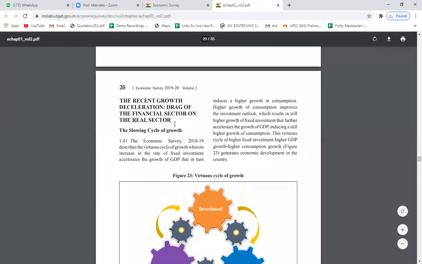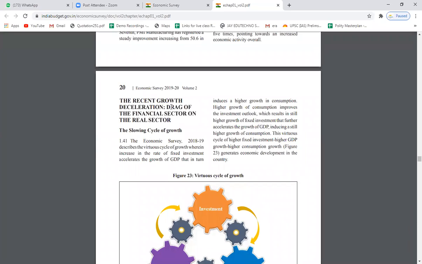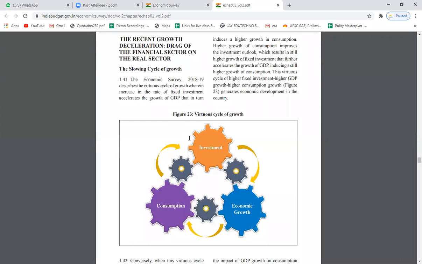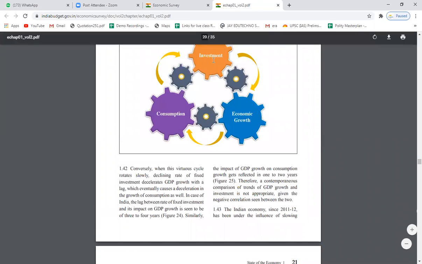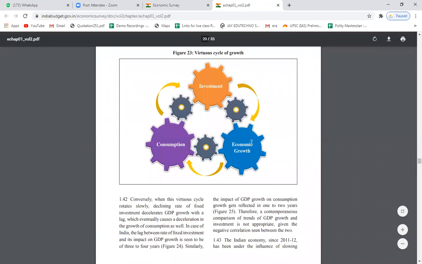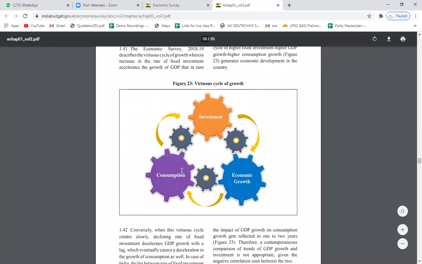Why the economic growth has decelerated is explained here: drag of the financial sector on the real sector, and the realty sector is explained here. The slowing cycle of growth, why there is a slowing cycle, is explained here. You can see low investment, low economic growth leads to low consumption, which again leads to low investment. As I've already told you, there is a cycle, right? Investment plays a very important role in the economic growth of the country. So you need to check whether the investment rate is increasing or decreasing in the last few years, in the last 5 years. Clear?